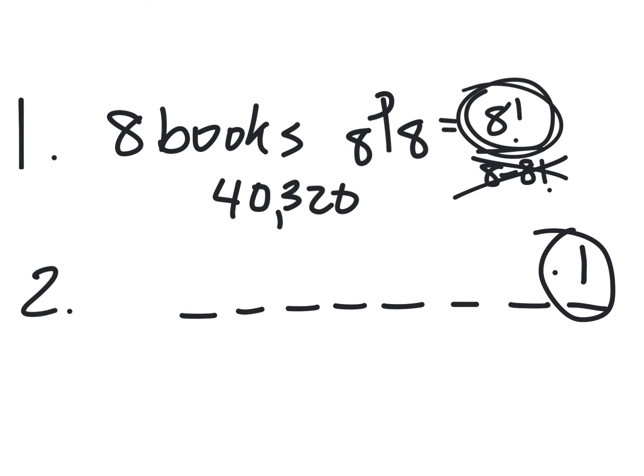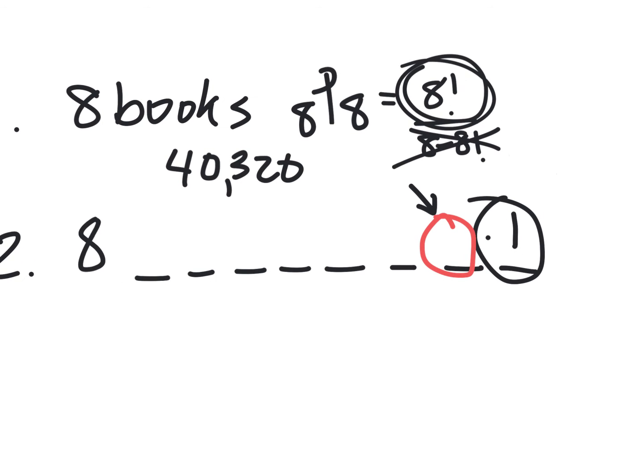How many choices for this spot then? How many people were there? Say it out loud. How many books were there? 8. Then I've got to make sure I have the right number of blanks here. 1, 2, 3, 4, 5, 6, 7. I do. Then how many choices for this spot right here? 7. There it is.